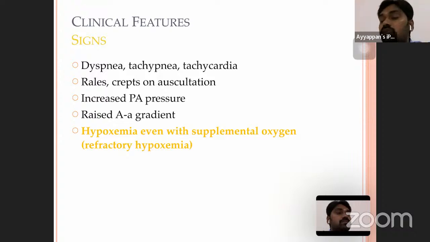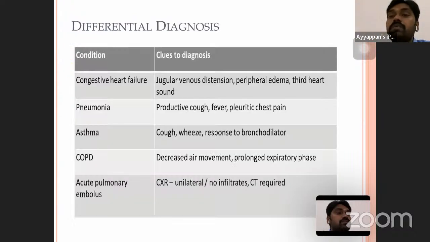So these things we all know. And if you do ABG, it will show increased AA gradient. The typical feature is refractory hypoxemia. So coming to the differential diagnosis, there are a lot of ARDS mimics.